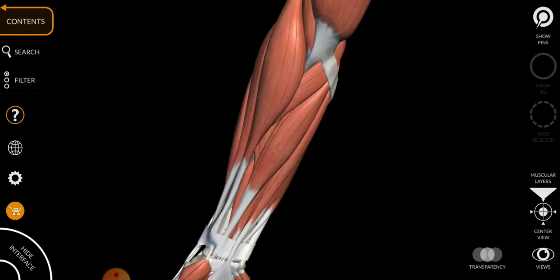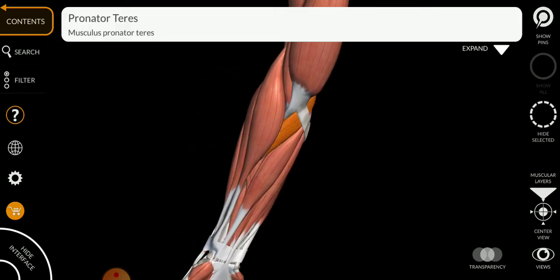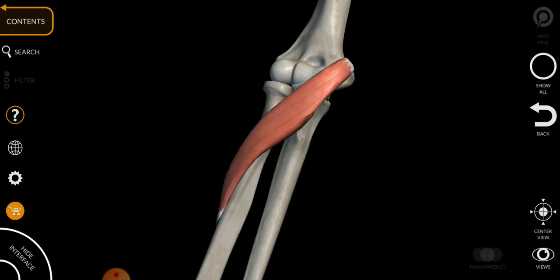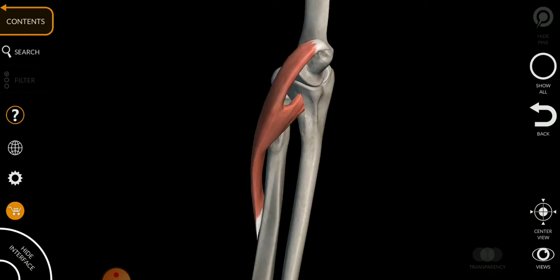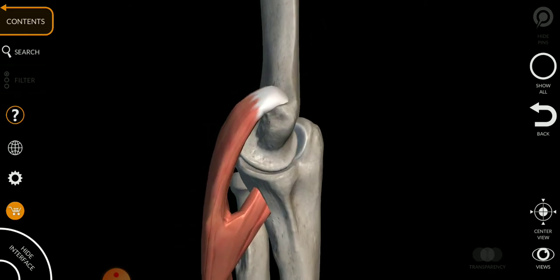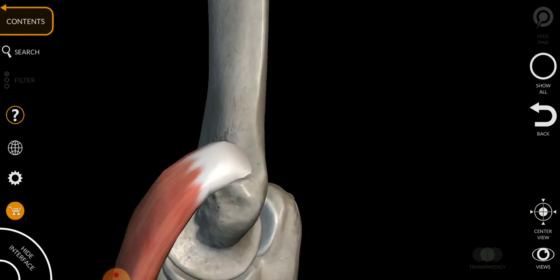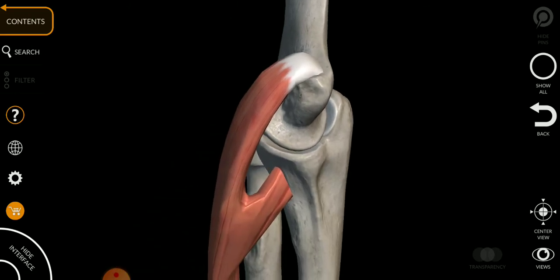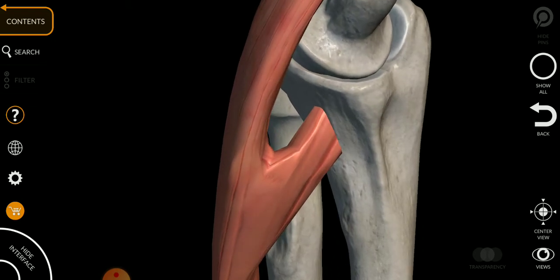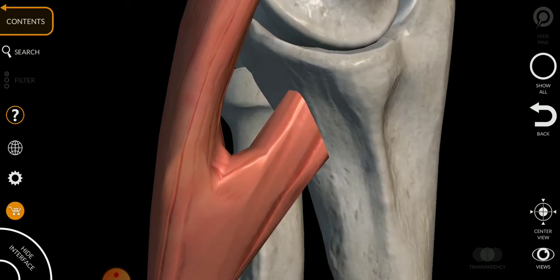Other than that, the muscles which attach to the forearm include the pronator teres. The pronator teres is a muscle which has two origins. The first origin is the medial epicondyle of the humerus. Here we can see the medial epicondyle, and the second head originates from the ulnar bone. This part of the ulnar bone where the muscle is attached is the coronoid process. So it has two origins.